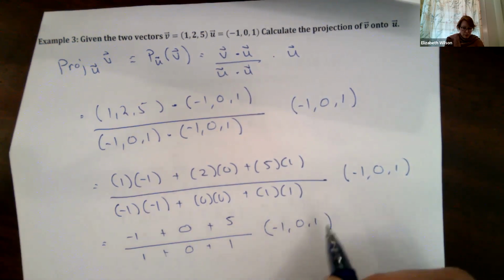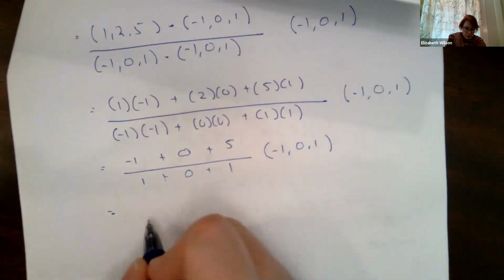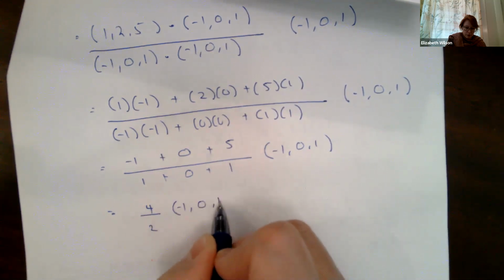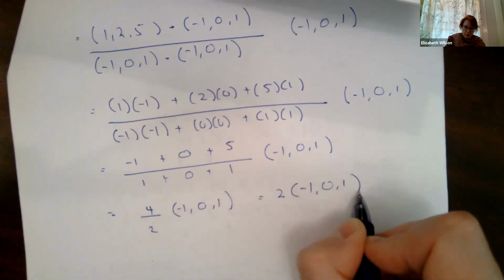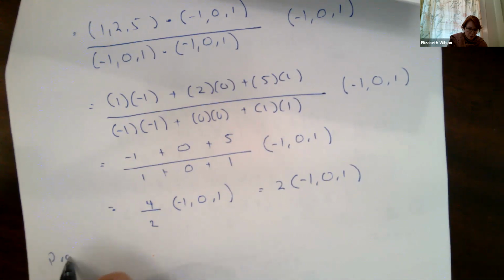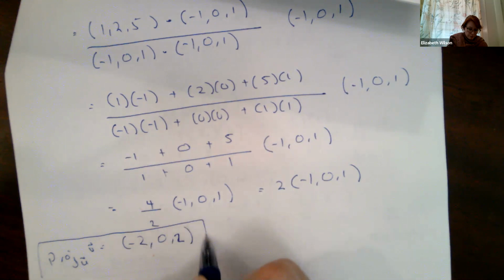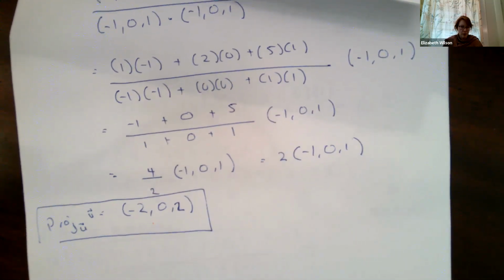So this is going to be minus 1 plus 5 is 4, and 1 plus 1 is 2. So 4 divided by 2 is equal to 2, which now I can multiply through. So I'm going to get the projection of v onto u is equal to 2 times minus 1, 0, 1, so minus 2, 0, positive 2. And that's our projection.